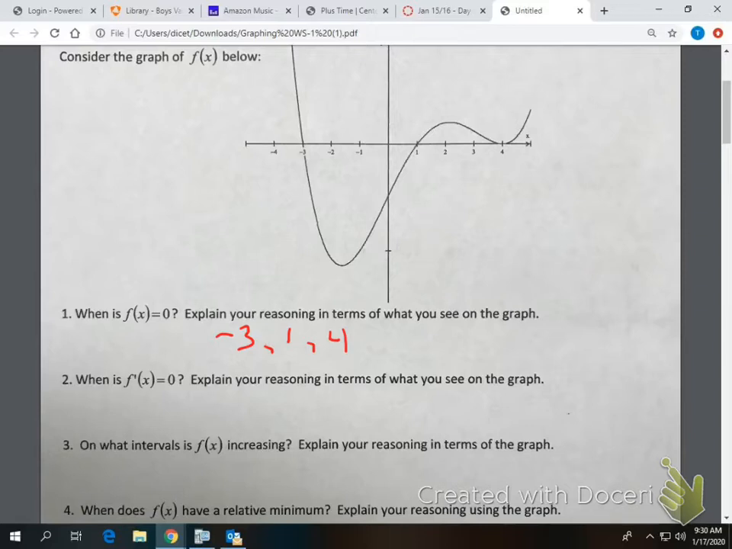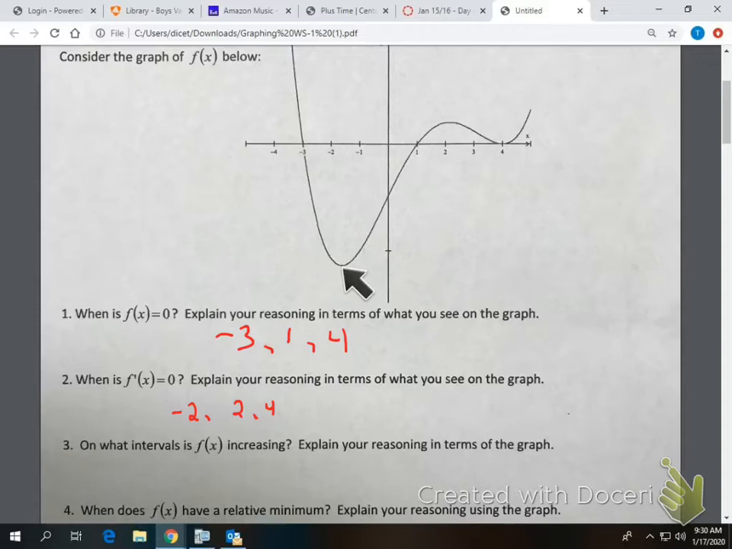Okay? This is f of x. When is f prime of x equal to 0? That would be where we have horizontal tangents. I have a horizontal tangent where, guys? At -2. Where else? I have a horizontal tangent at 2 and at 4. So -2, 2, and 4. Okay. On what intervals is the function increasing?